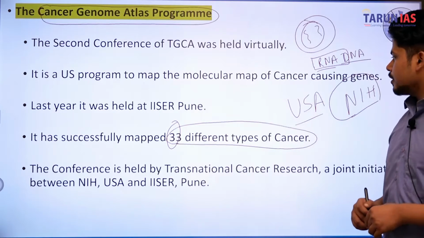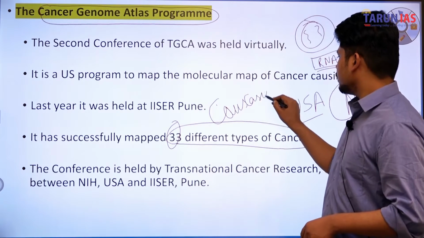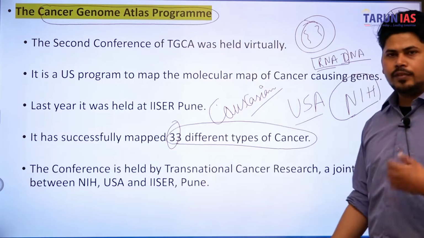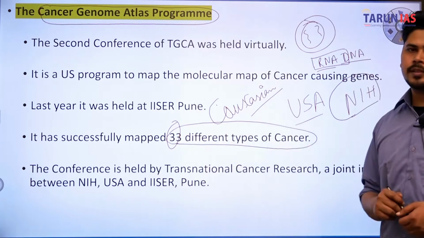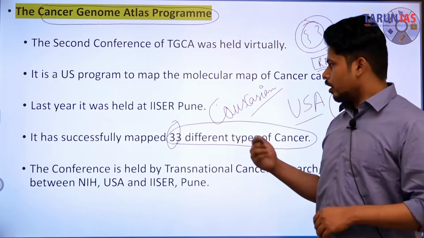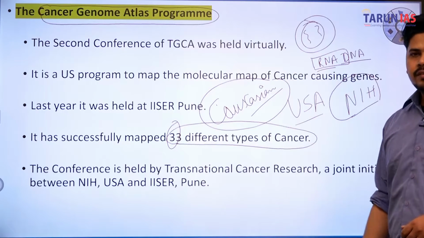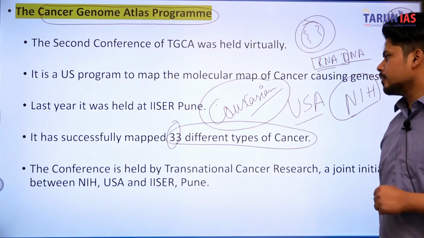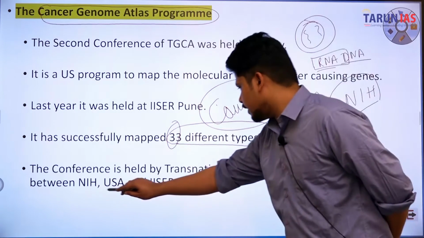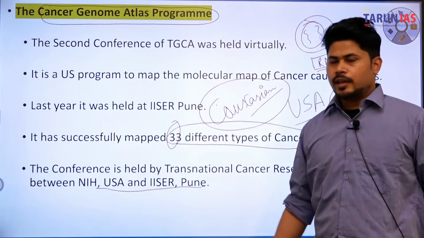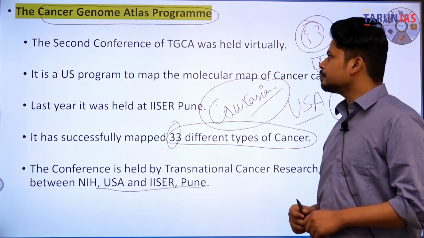But the point is that the population studied is Caucasian, but ours is Asian, or we have an Indian population which has a different genetic makeup as compared to this European descent. For our convenience, it is important that we map our own genetic content, so that we can be more precise about our own treatments. For that, this Transnational Cancer Research, a joint initiative between NIH, USA and IISER Pune, has been established. It helps in mapping India's genetic content related to cancer.